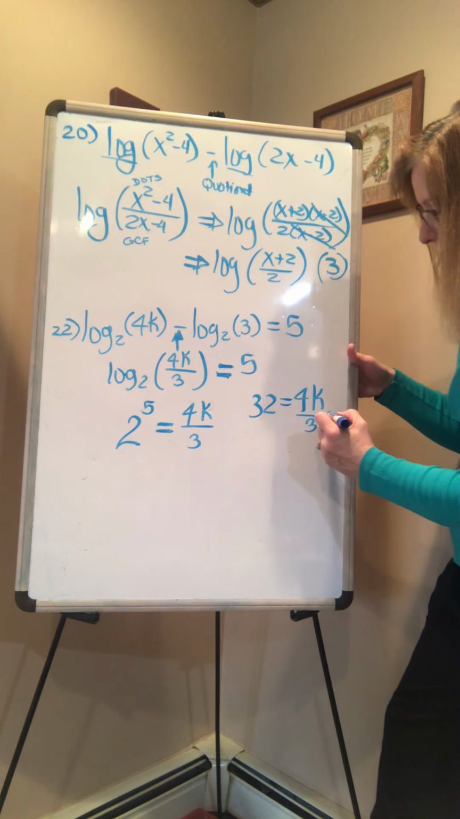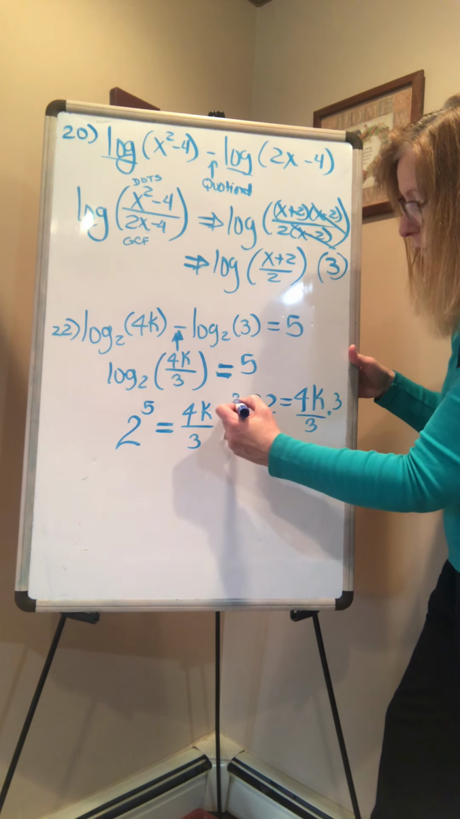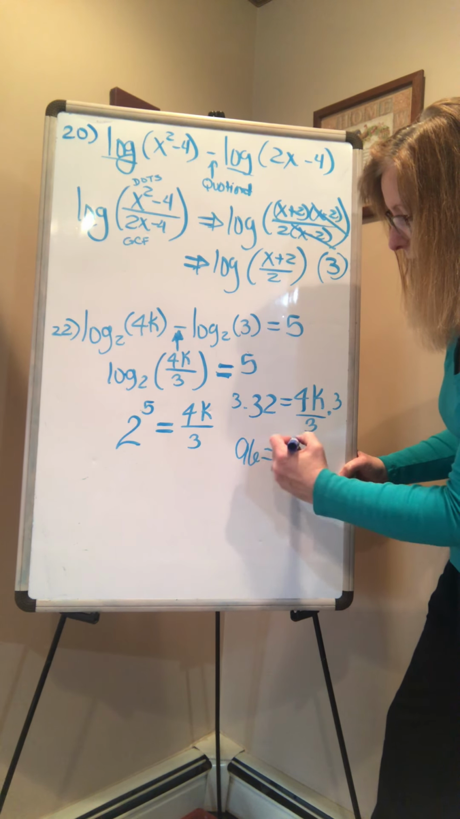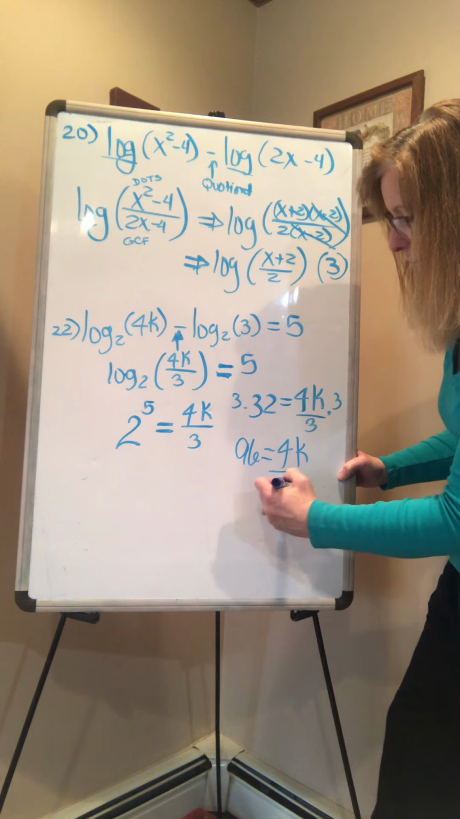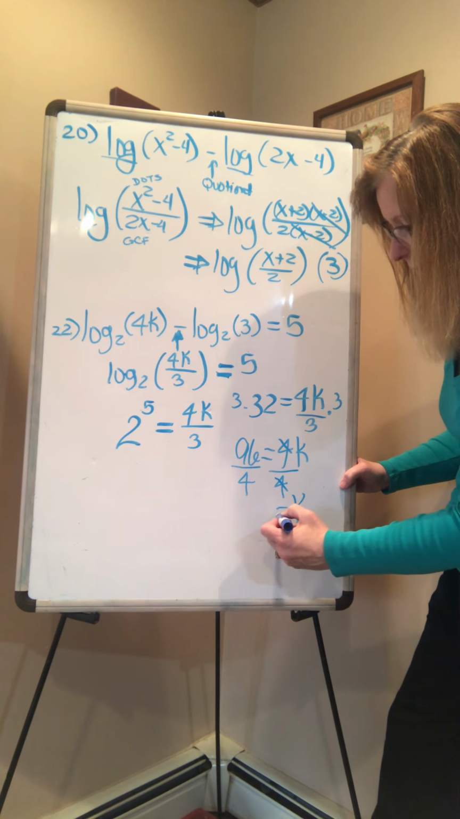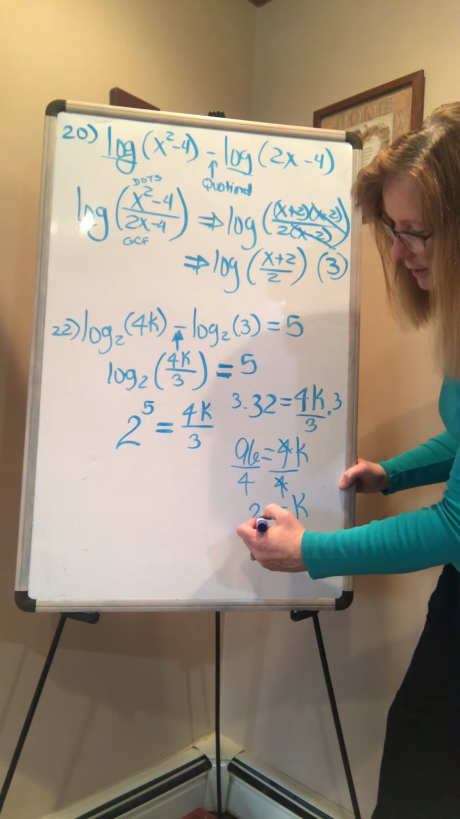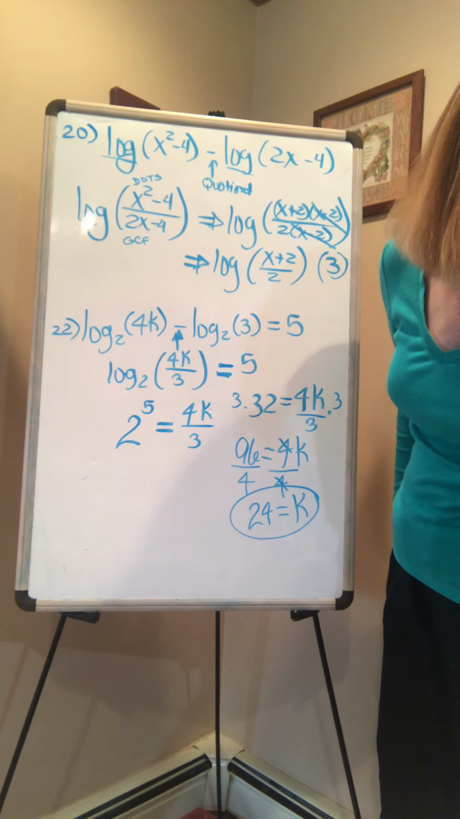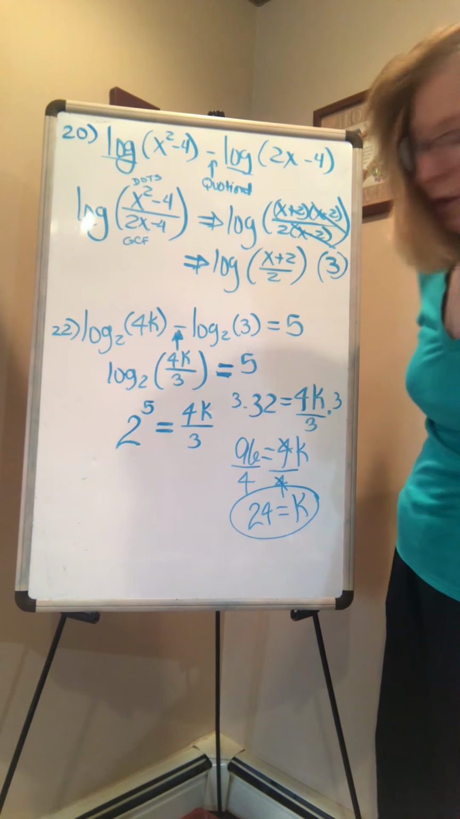I want to cancel division. I'm going to multiply both sides by 3. And now I have 96 is equal to 4k. Divide by 4. And k is equal to 24. And 24 was choice 4.